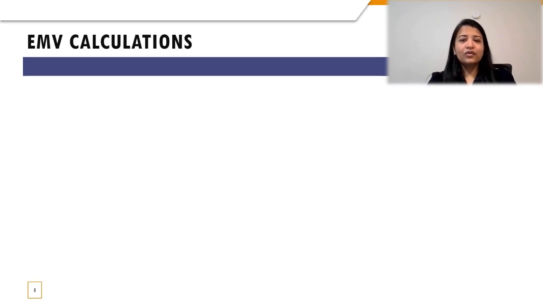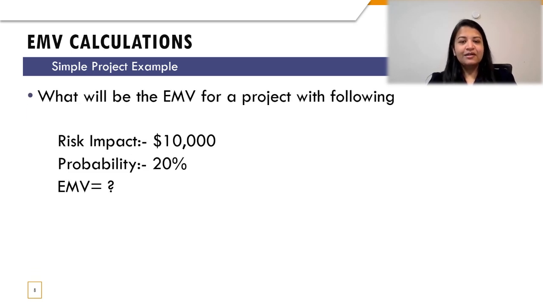Let's look at the third type, which is expected monetary value calculations, which is nothing but probability times impact. Let's see a question here. What will be the EMV for a project with the following information: the risk impact is given as $10,000, and the probability of that risk is 20%. So what is my expected monetary value? I'm just going to do the times as per the formula: 10,000 times 20%, which is 0.2 in this case, right?